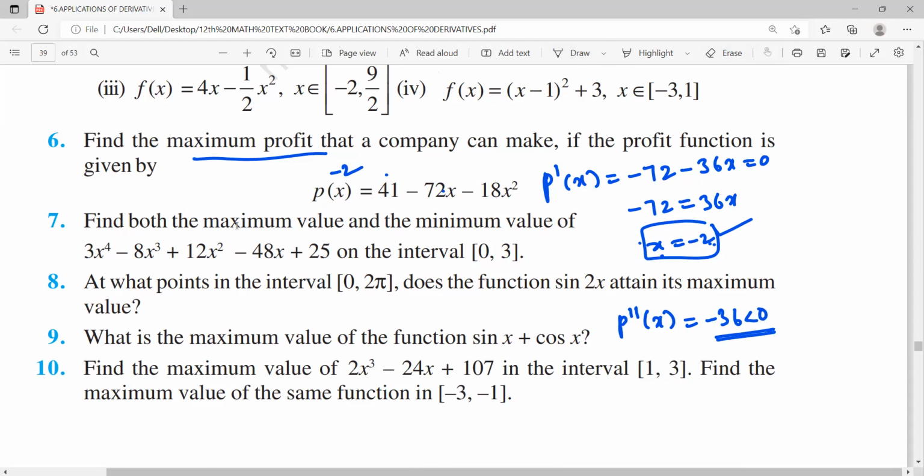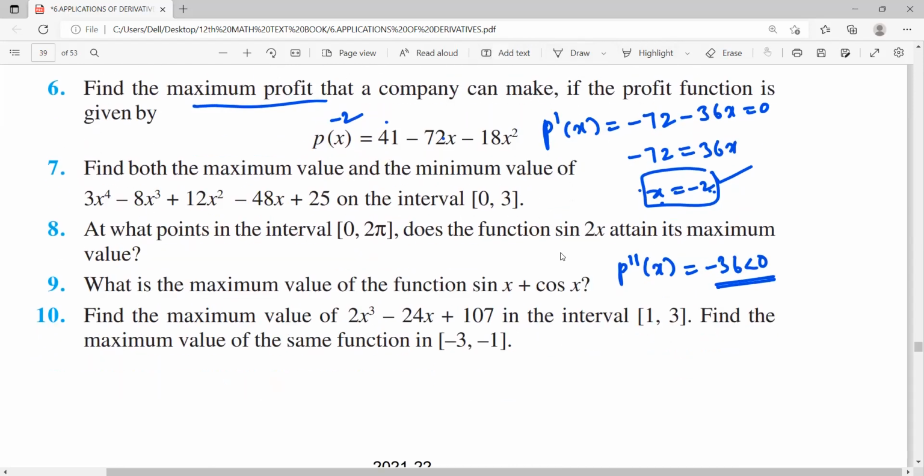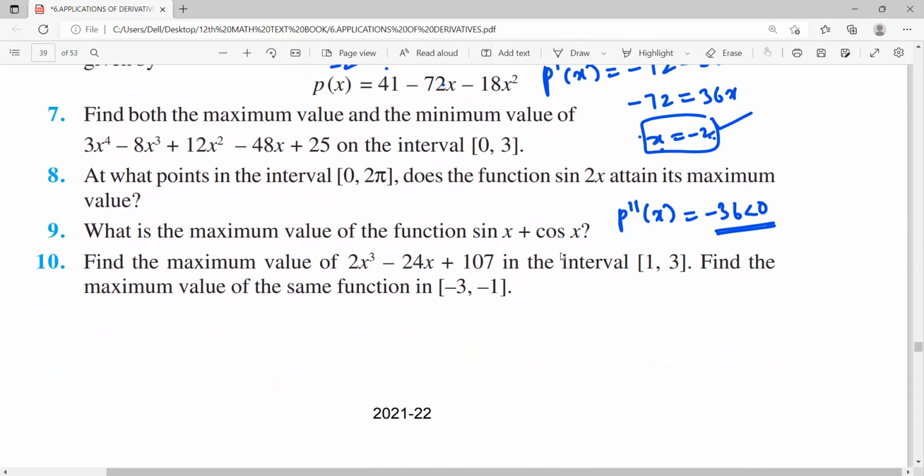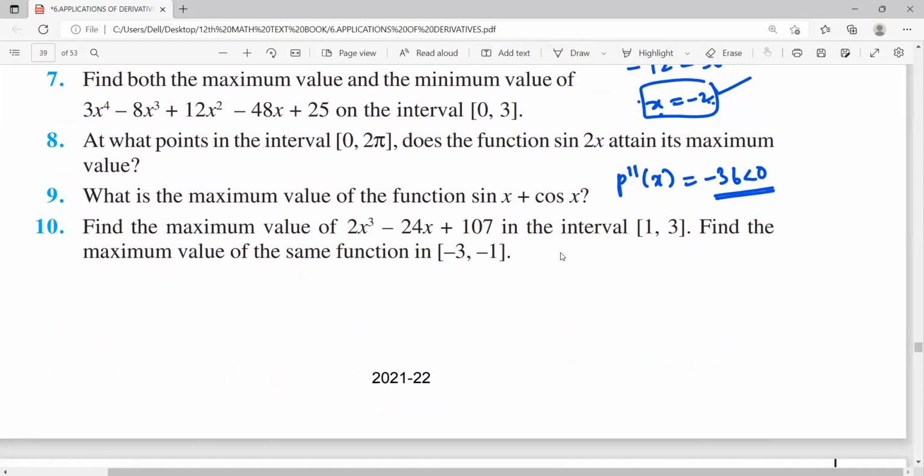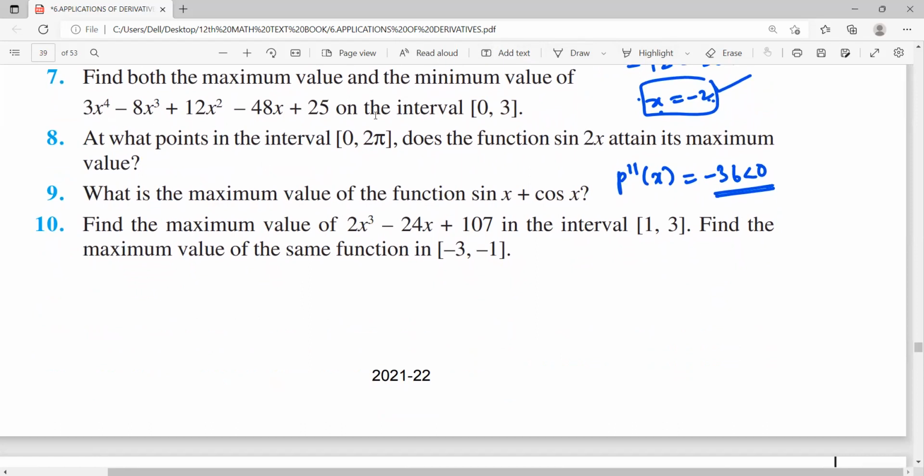Find both the maximum value and minimum value of this function on the interval 0 to 3. Do it. Let's see. But this is the same as the fifth one, no? Very good. Correct. But here, how many points do you get? Because this is 4th degree, you get 3 critical points plus 2. The graph I gave, that's how you get it.